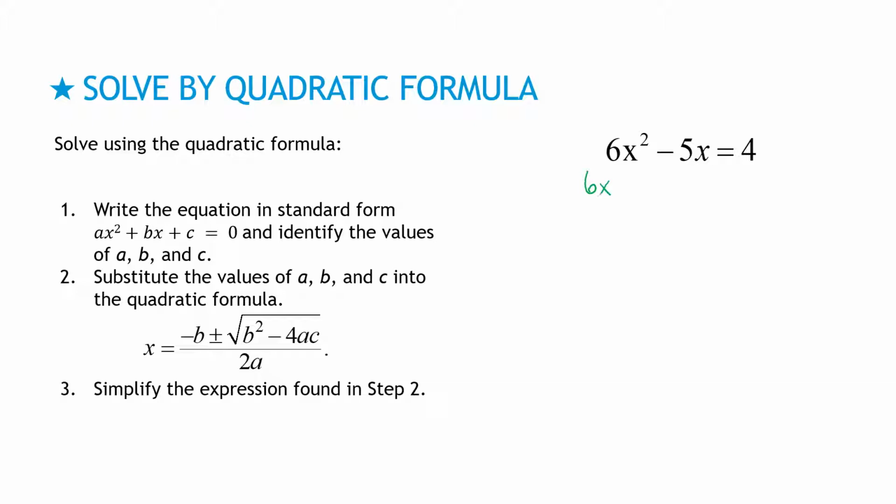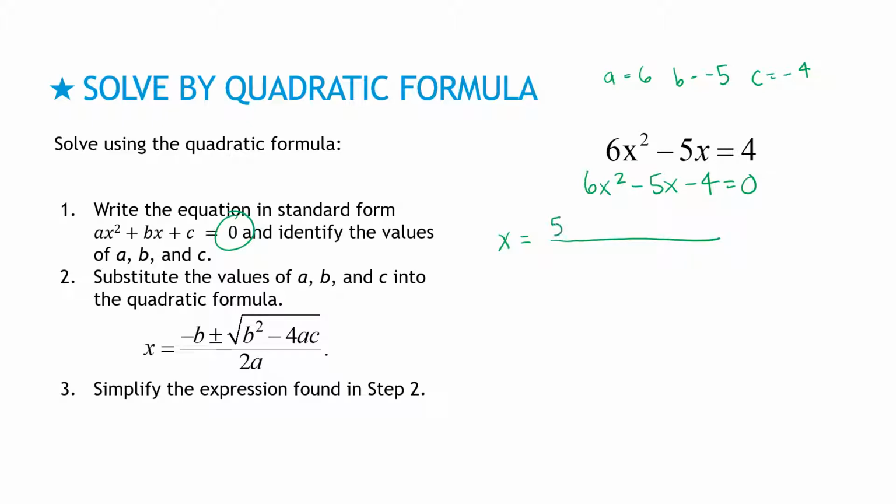Again, I would start with 6x squared minus 5x minus 4 equals 0. It must equal 0 in order for this to work. If it doesn't, you're going to end up with the wrong answer. Now I'm going to use the quadratic formula. X equals the opposite of b. Again, you can write your a, your b, your c at the top of the page.